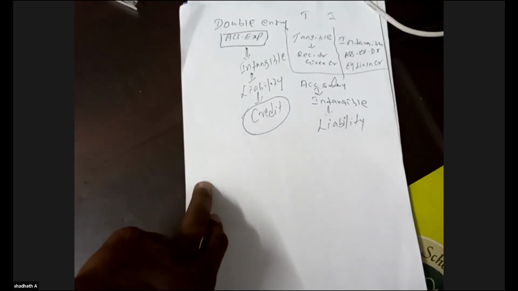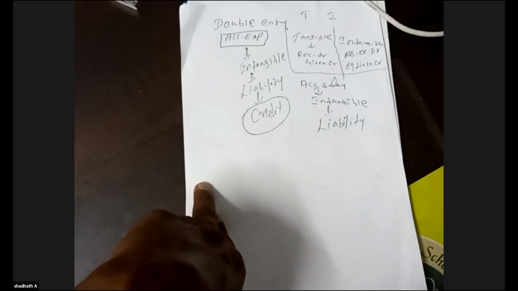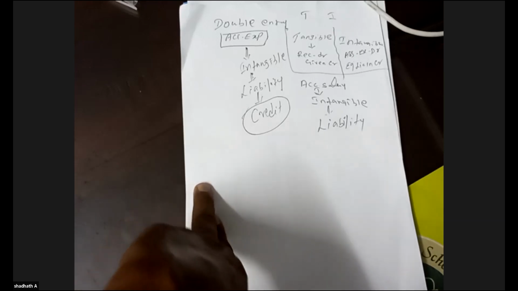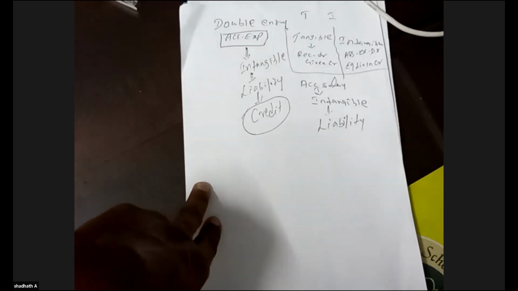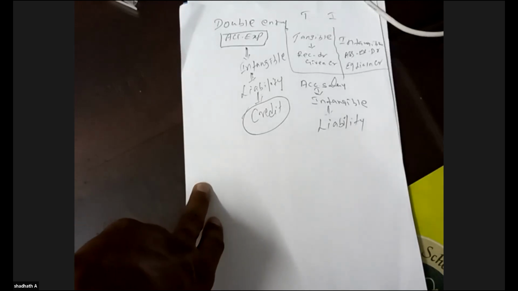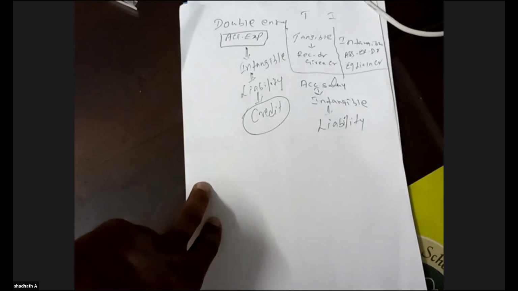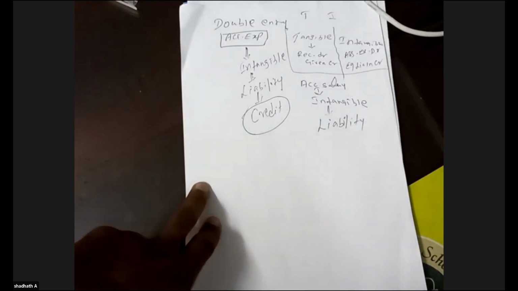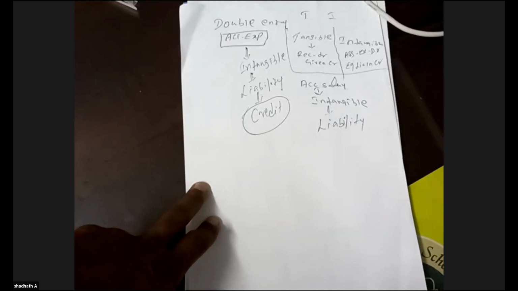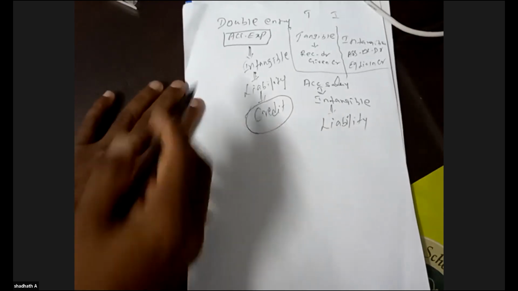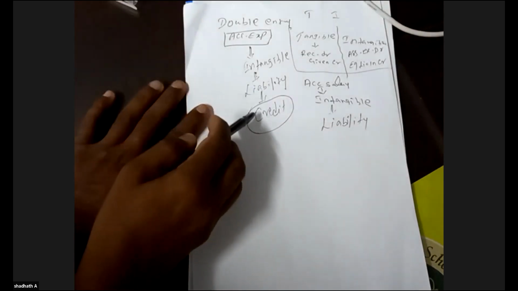Accrued expense, accrued salary, accrued electricity, accrued insurance, accrued interest, all are intangible. Second, all those are liabilities. Once again, I remind you, my dear students, salary is an expense, accrued salary is a liability. Electricity is an expense, accrued electricity is a liability. So, accrued expense is a liability, credit side.